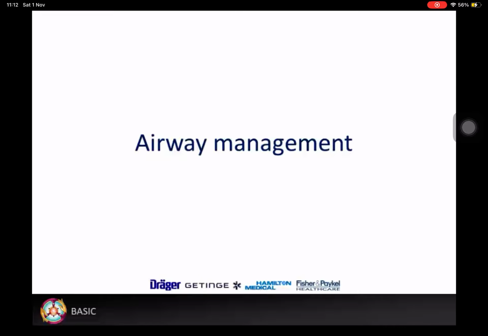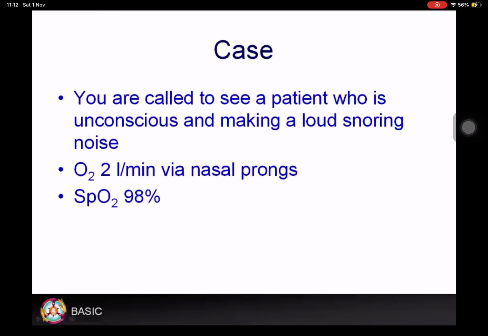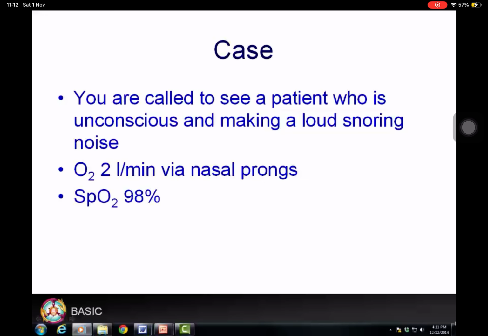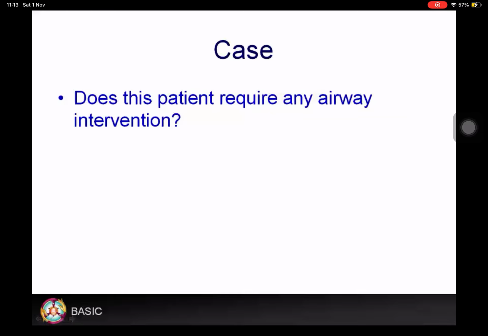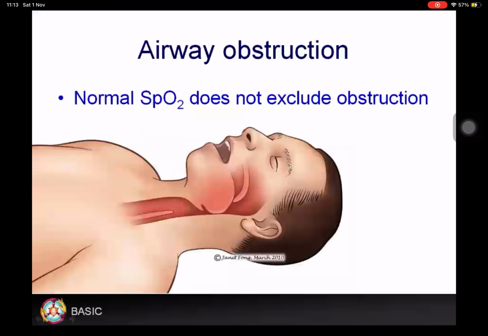In this lecture, we're going to go through a case. You're called to see a patient who is unconscious and making a loud snoring noise. He's receiving 2 liters per minute of oxygen via nasal prongs and his saturation is 98%. Does this patient require any airway intervention? Yes, the snoring suggests he has partial airway obstruction.